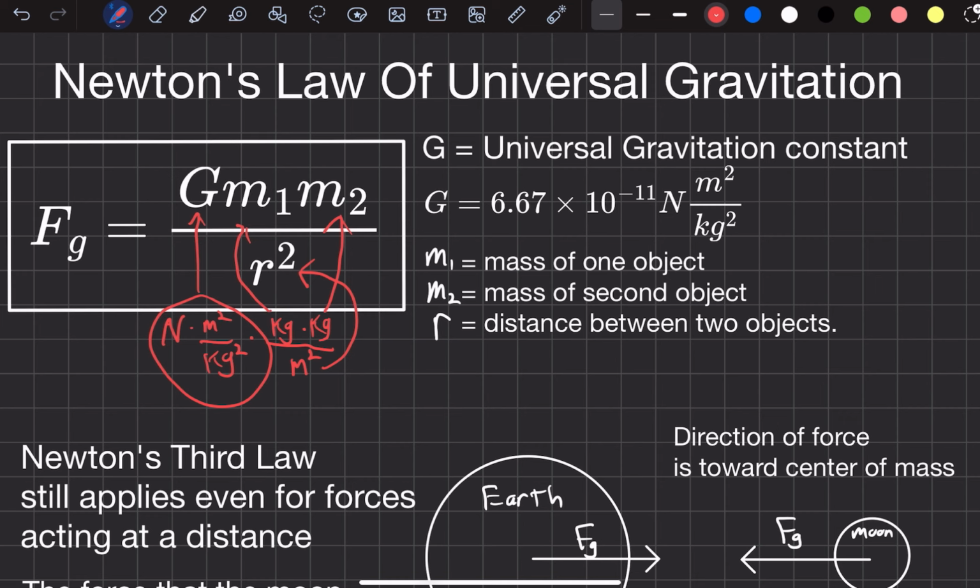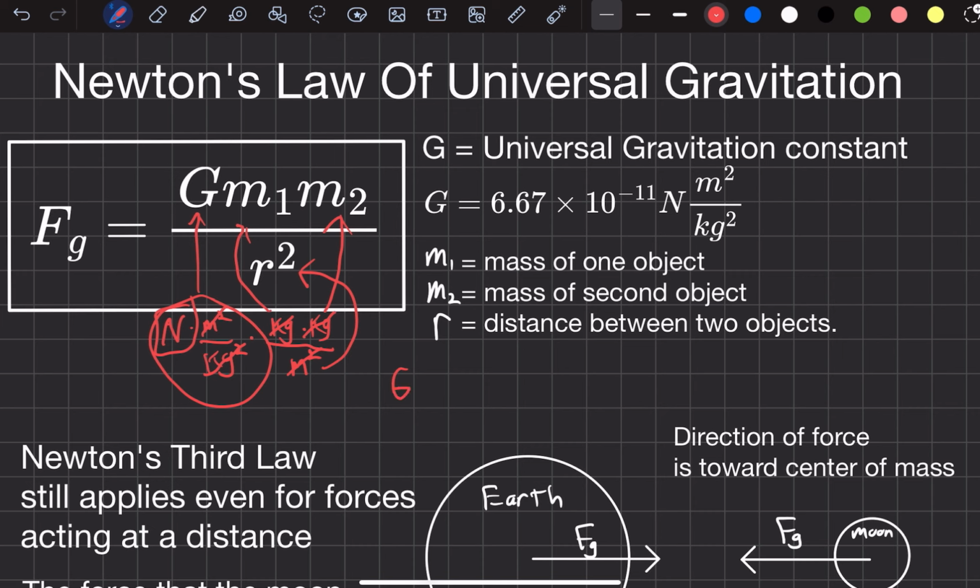Watch what happens. Kilograms squared on the bottom are going to cancel both the factors of kilogram on the top. And the meter squared on the bottom here is going to cancel the meter squared there. And what we get left with is newtons, which is exactly what we should get because a force is in newtons.